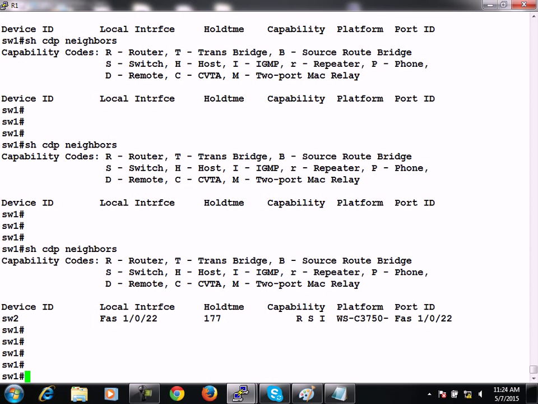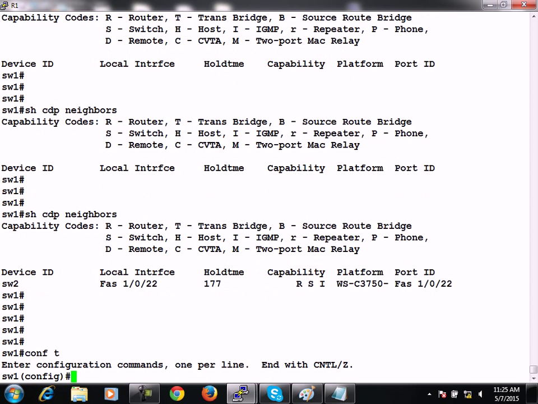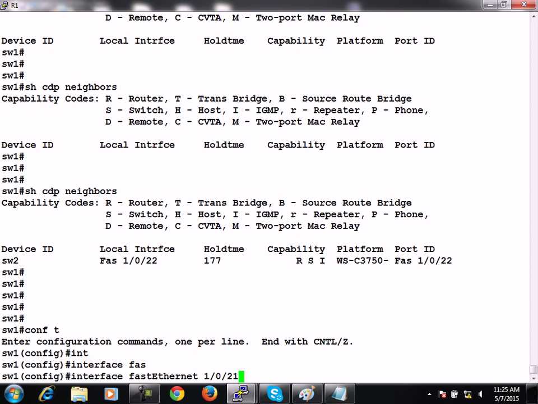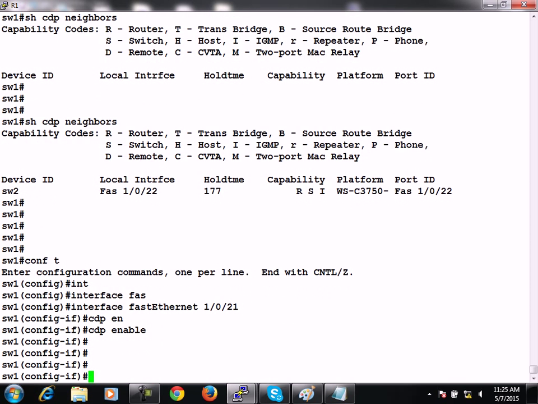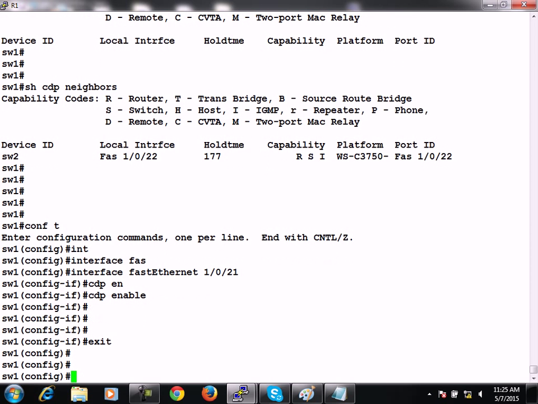See, if you are not able to see your neighbor devices, it might be that CDP is disabled. It might be possible. To enable it again, say CDP. So in this way you can disable or enable CDP under interfaces.